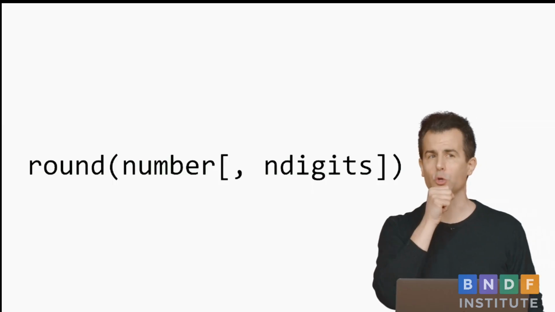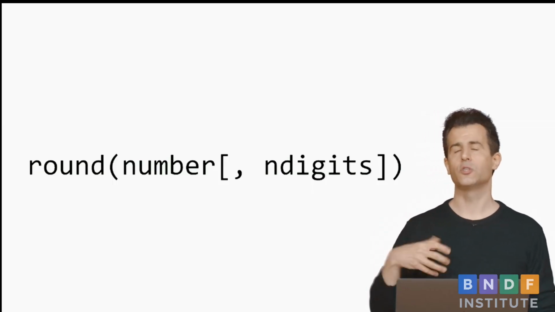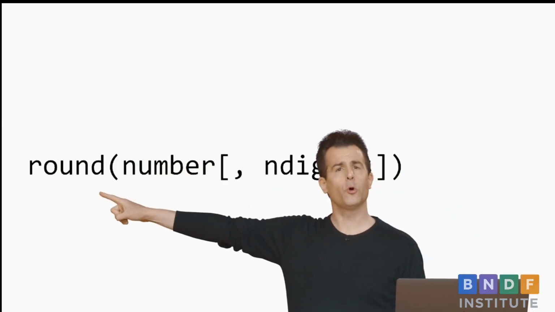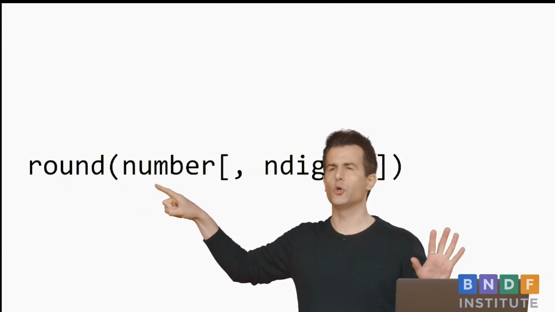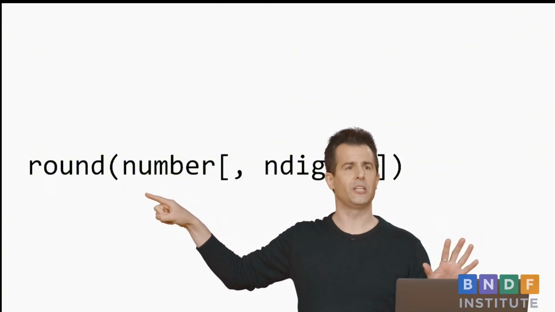But this is a little cryptic too, just like print was, and it adds some syntax. So let's see. The name of this function here is, of course, round. And its first argument is a number. Notice this time there's no star. There's no star objects like there was for print.